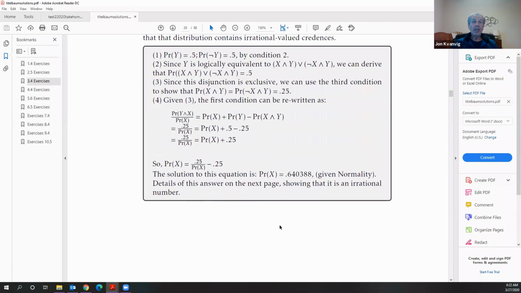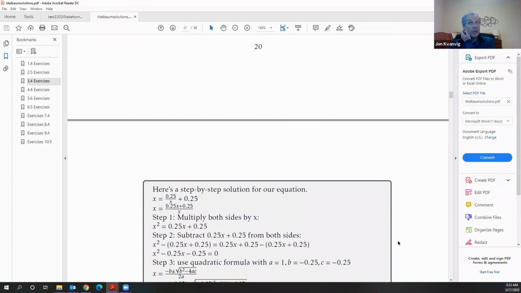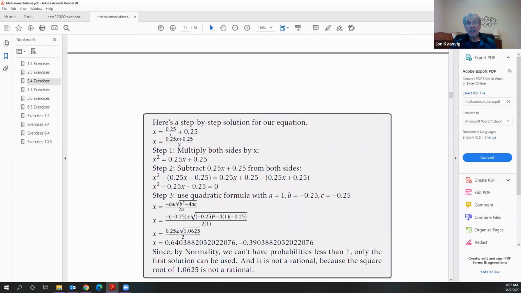Okay, so here are the details. I'll let you go through to convince yourself that each of these steps is correct. You solve for x. You end up, before converting to a decimal, with this fraction, which is clearly an irrational number. And there are then two solutions to this, but one of them is negative, so we pick the positive one.